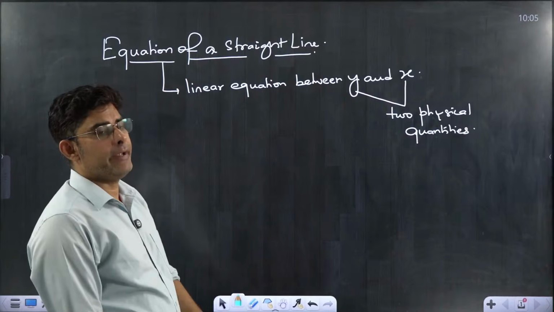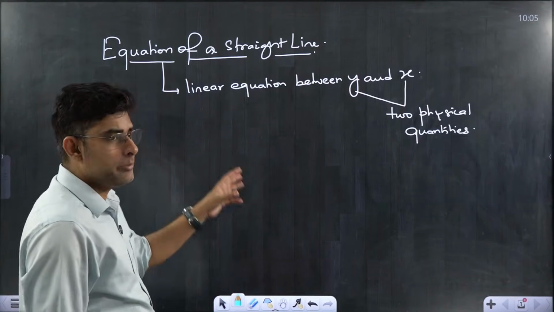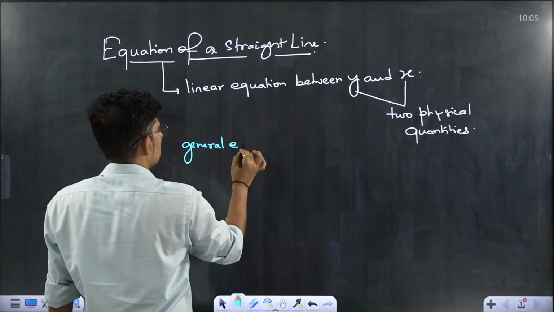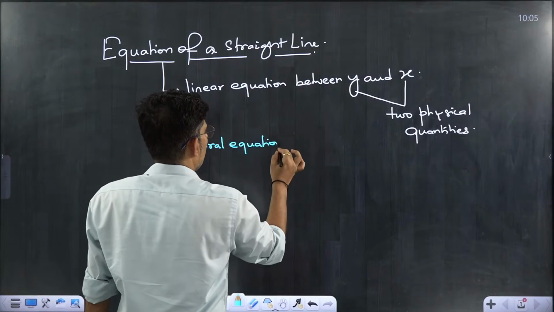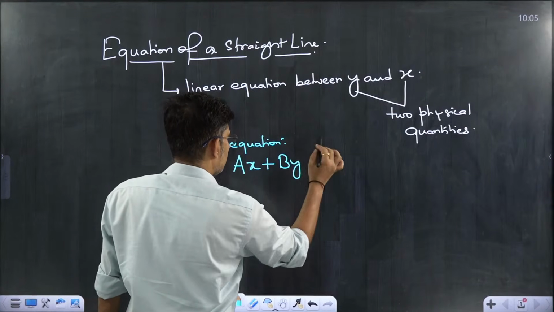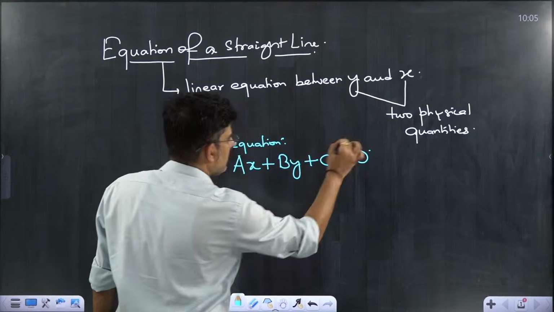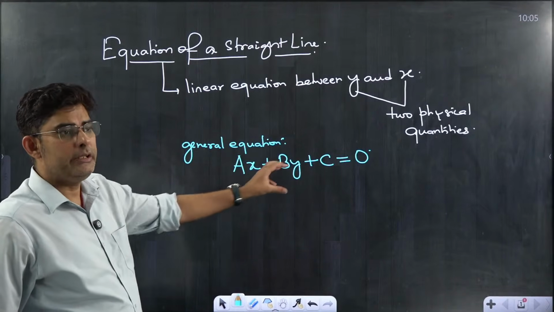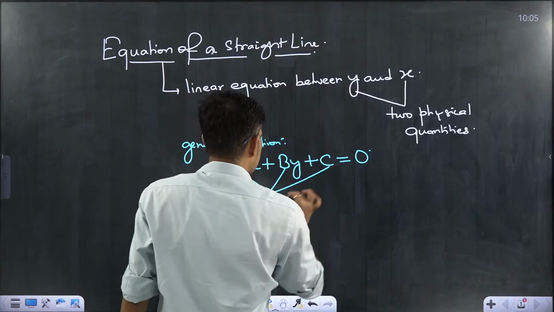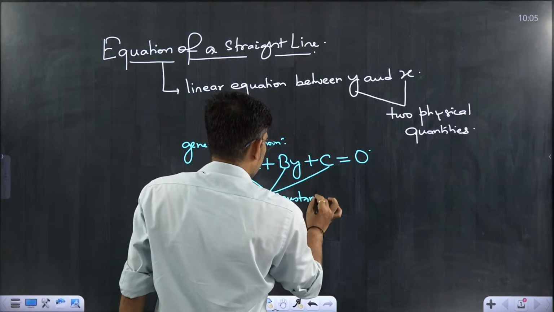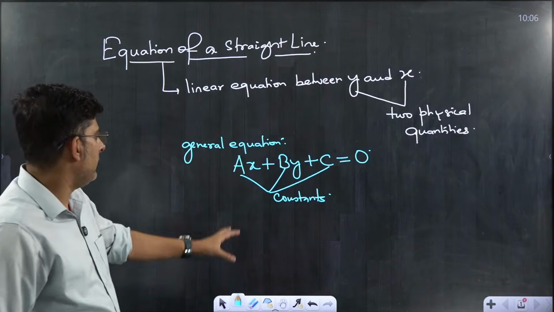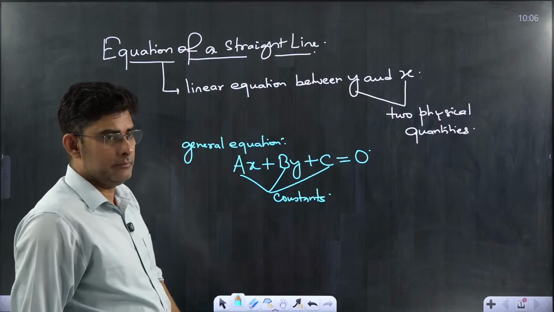So how do we find the equation of a straight line, or what equation basically do we have to use? We can say the general equation is of the form ax plus by plus c is equals to 0. If you have a linear equation ax plus by plus c is equals to 0, where a, b and c are constants, then this equation will represent a straight line.